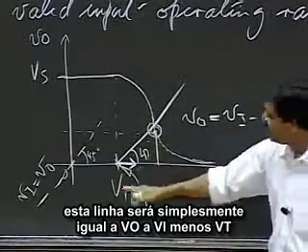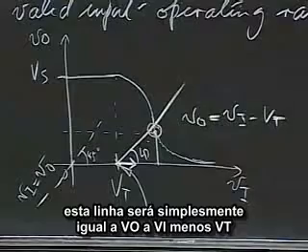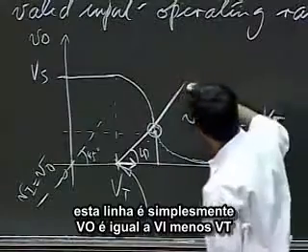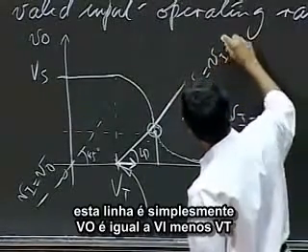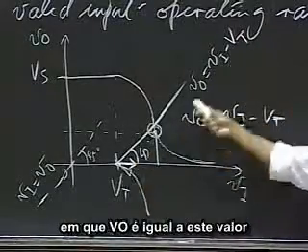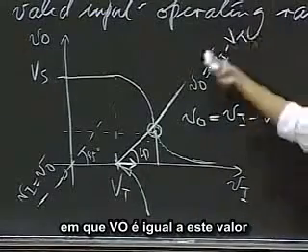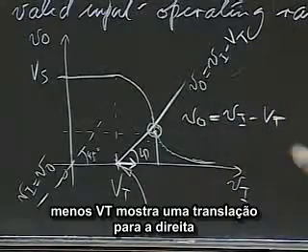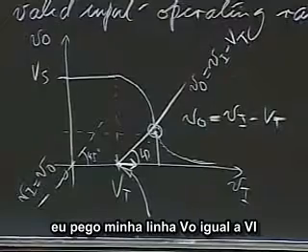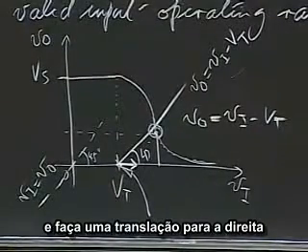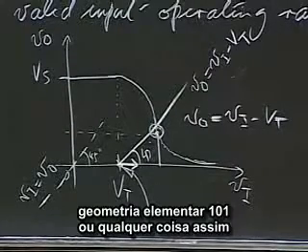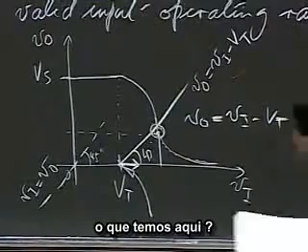Okay? That line will be simply equal to V naught equals Vi minus Vt. Okay, I've translated that to the right, and so this line is simply V naught equals Vi minus Vt. So this line is a locus of points at which V naught is equal to this value. Okay, this minus Vt shows up as a translation to the right. So I take my V naught equals Vi line, translate that to the right, and it becomes V naught equals Vi minus Vt. Elementary geometry 101 or whatever.